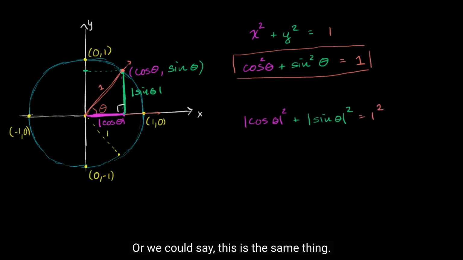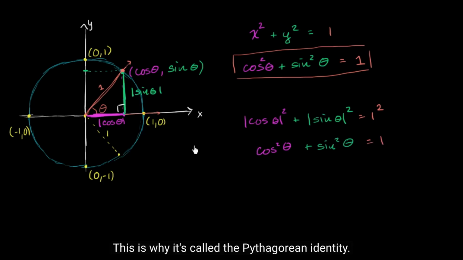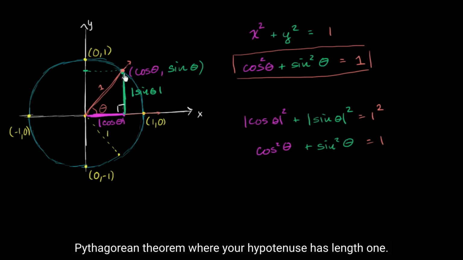Or we could say, this is the same thing. If you're going to square something, the sine, if it's negative, it's going to be negative times a negative, so it's just going to be positive. So this is going to be the same thing as saying that cosine squared theta plus sine squared theta is equal to 1. So once again, this is why it's called a Pythagorean identity. And actually, that's even where the equation of a circle comes from. It comes straight out of the Pythagorean theorem, where your hypotenuse has length 1.